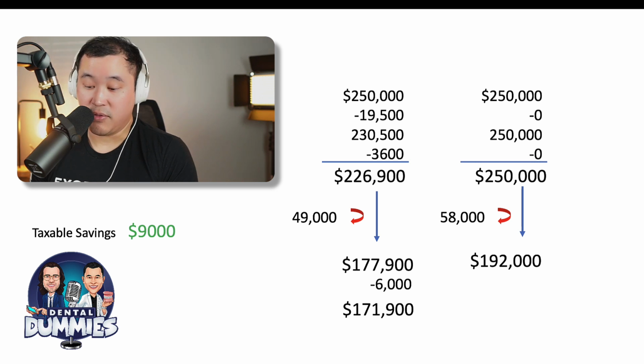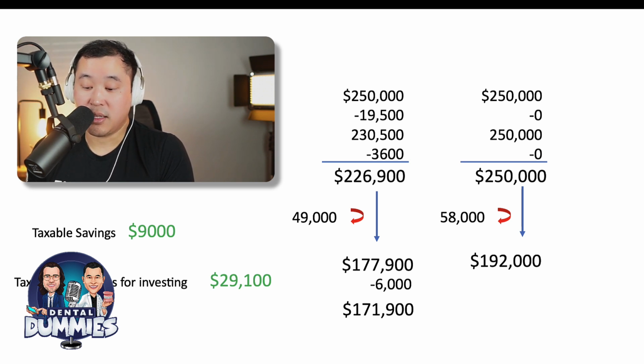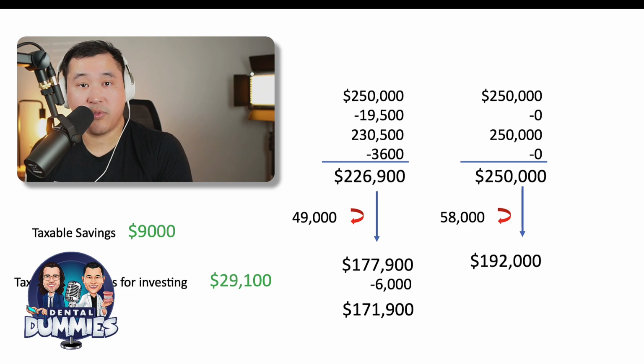That's just how much they saved on taxes that they paid that year. So the person on the left saved $9,000 in taxes for the year. What does person A have as an advantage? This person now actually has up to $29,100 that can be used for investing. This is where the compound interest comes in.